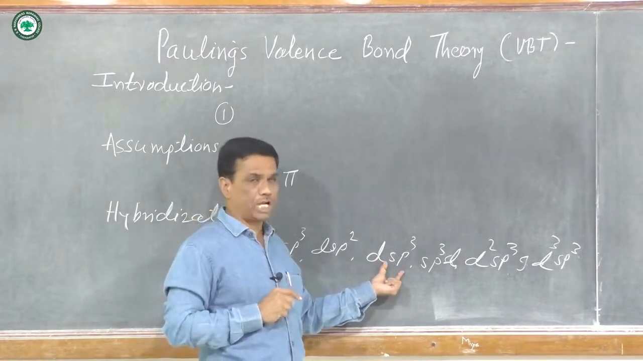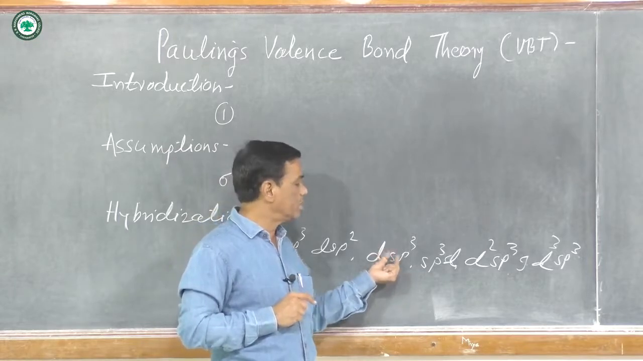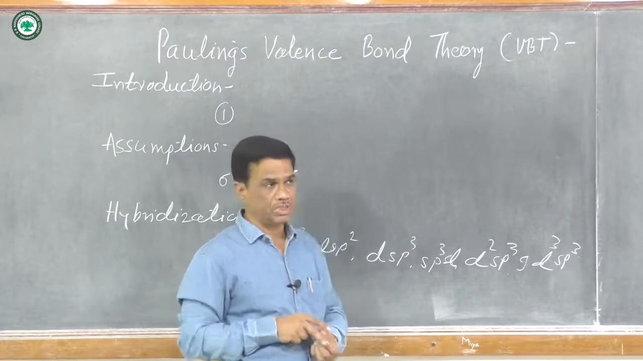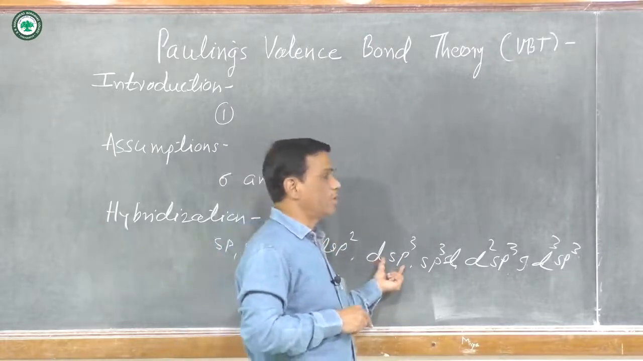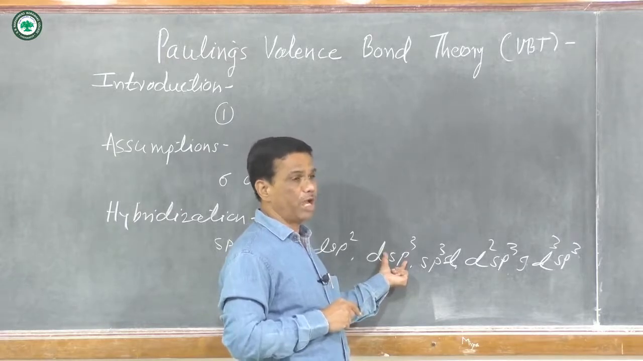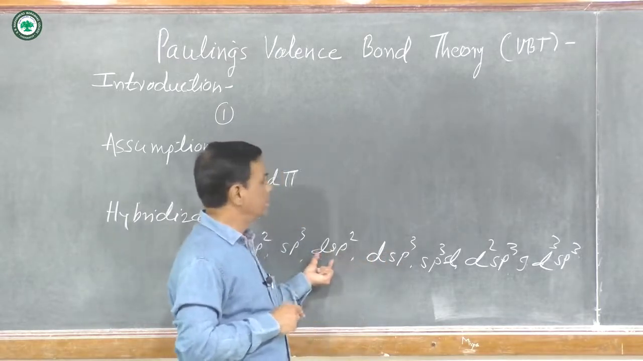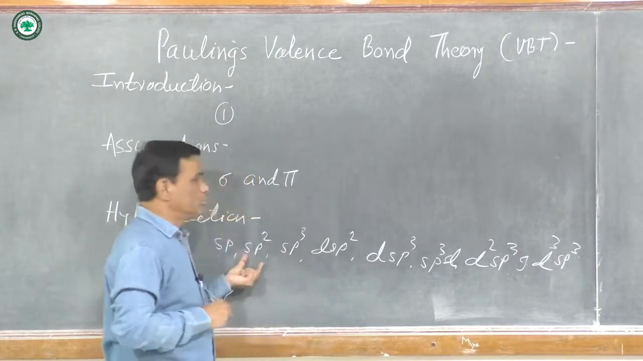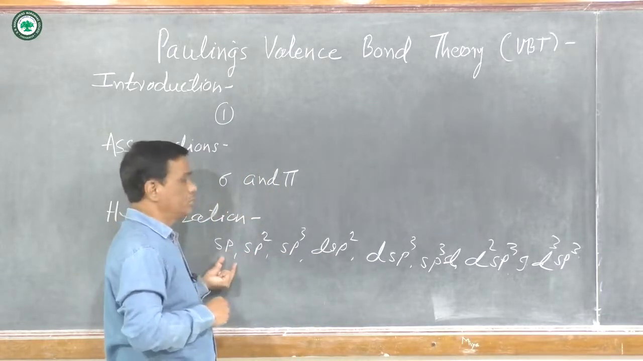Then dsp3 hybridization: one d orbital, one s orbital and three p orbitals px, py and pz combine, and there is a formation of dsp3 hybridization. This is trigonal bipyramidal. This hybridization has a square planar set. This is tetrahedral, this is trigonal, and this is a linear one.